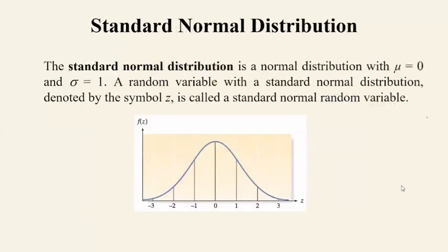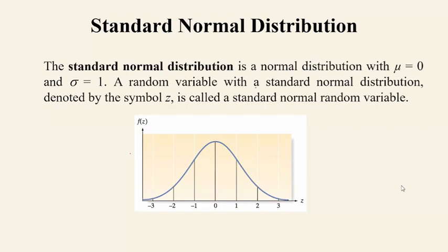Then there is another special kind of normal distribution called the standard normal distribution. The standard normal distribution is a normal distribution with mu equals 0 and sigma equals 1. That is a special kind.